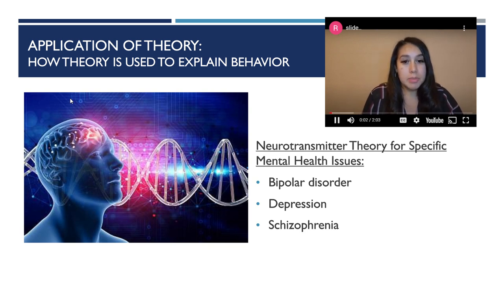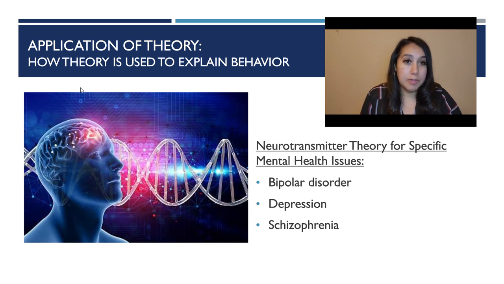The neurotransmitter theory of mental illness can be used to explain behavior, specifically mental illness. Stahl says dysfunctional neurotransmission in various brain circuits is implicated in both the pathophysiology and treatment of mood disorders.